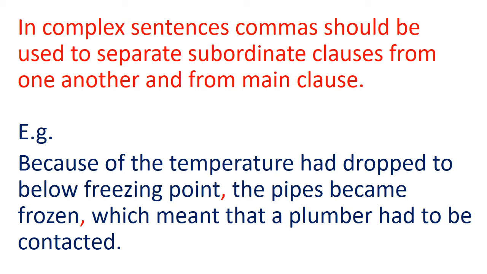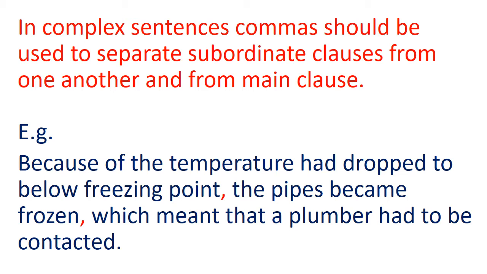Let's see now complex sentences. They have got subordinate clauses. In complex sentences, commas should be used to separate subordinate clauses, that means helping clauses, from one another and from main clauses. Sometimes we separate subordinate clauses from main clauses, and when there are many subordinate clauses we use commas to separate them from each other. Look at this one: Because the temperature had dropped to below freezing point, comma.